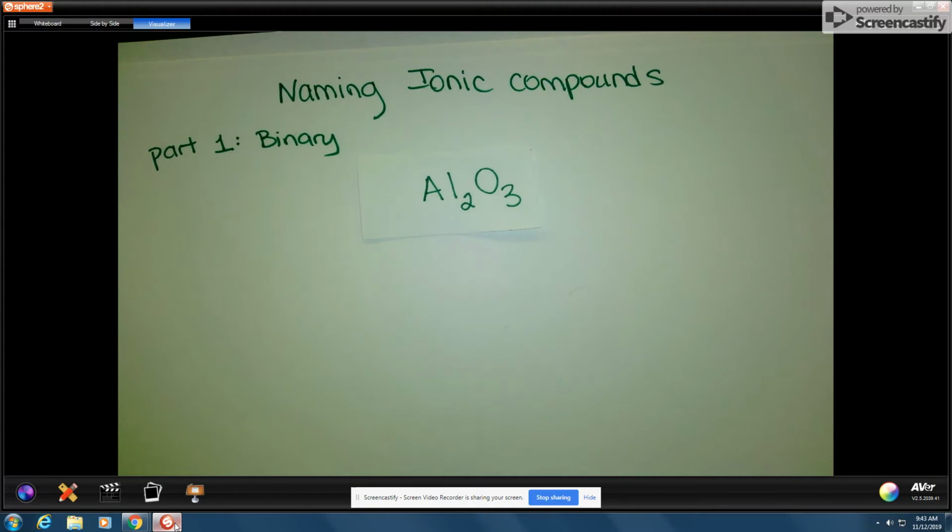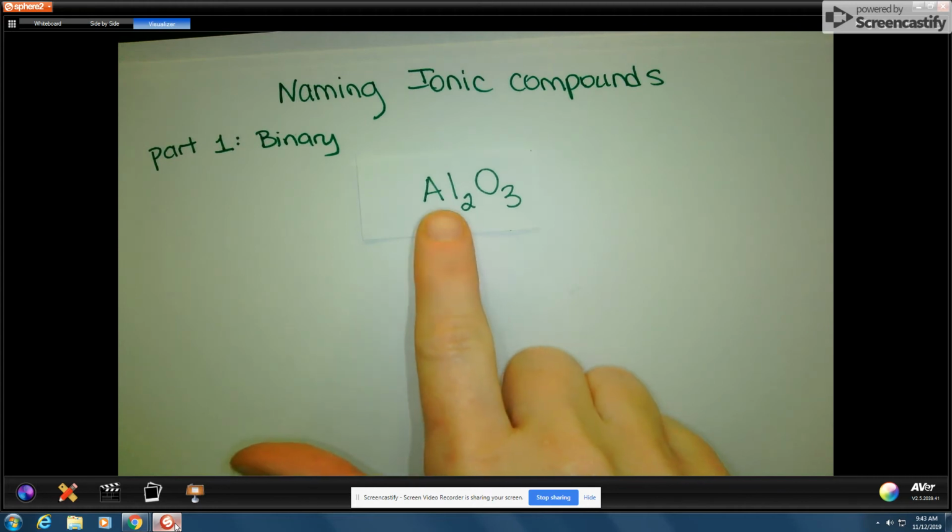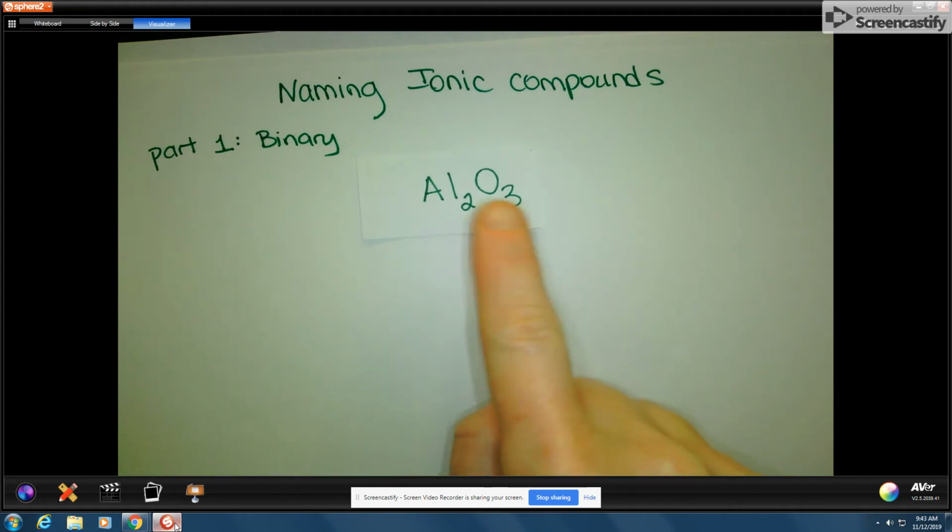And we're going to look at the name for this. Now, remember back to the formula writing. The reason I need 2 Als is because each Al is +3. I need 3 oxygens because each oxygen is -2. And I need that overall charge to be 0. When you are naming them, this is a binary, which means there are only 2 elements present. And my metal is not a transition metal. So it's just an average metal, either in alkaline earth, or in that group with aluminum.